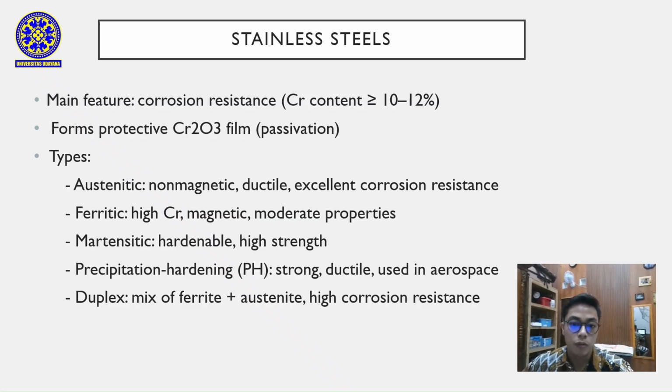Stainless steels are famous for their corrosion resistance thanks to protective chromium oxide films that form on their surface. They must contain at least 10 to 12% of chromium. Austenitic stainless steels are non-magnetic and highly ductile. Ferritic steels are magnetic and cheaper but less ductile. Martensitic stainless steels are hardenable and used in cutlery and surgical tools. Precipitation hardened steels are very strong and used in aerospace. Duplex steels combine ferrite and austenite, offering high corrosion resistance for chemical and water treatment industries.